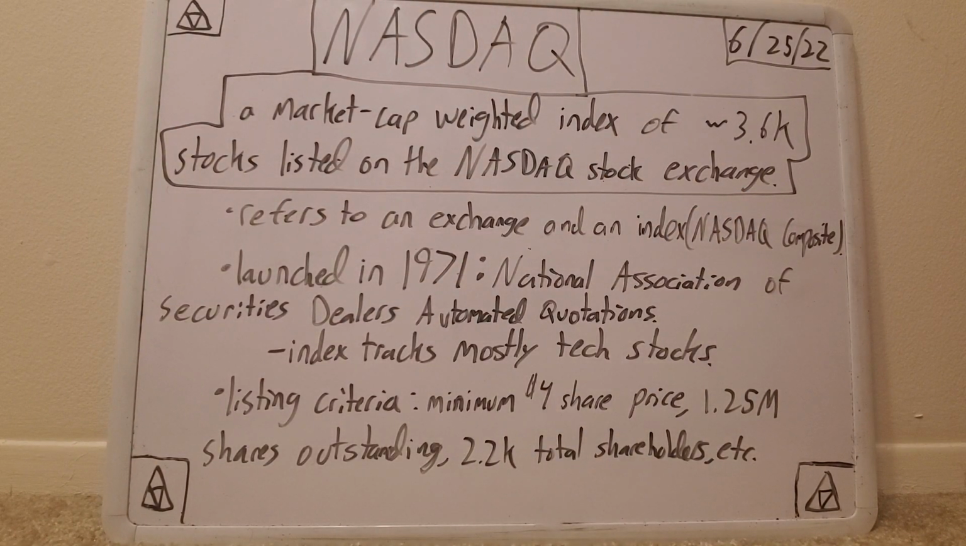So the S&P 500 and the Dow Jones Industrial Average, those are both only indexes, but the NASDAQ can refer to either the index or its own stock exchange. So that's the difference there.